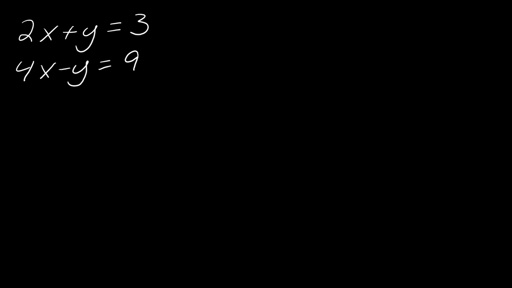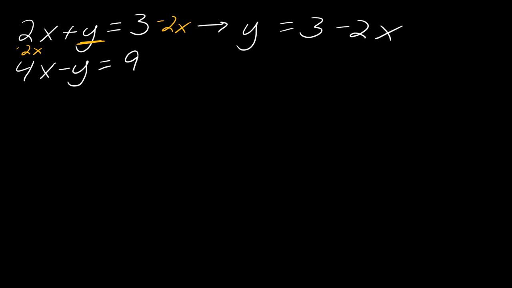So for this one, what we're going to do is look at the equations and solve for whichever variable looks like it's easiest to solve for. It doesn't matter if it's x or y, but what I noticed is that this y looks like it's going to be the easiest to solve for, so that's what I'm going to do. I'm going to subtract off this 2x so that I get y equals 3 minus 2x. Okay, so I really easily solve for y.